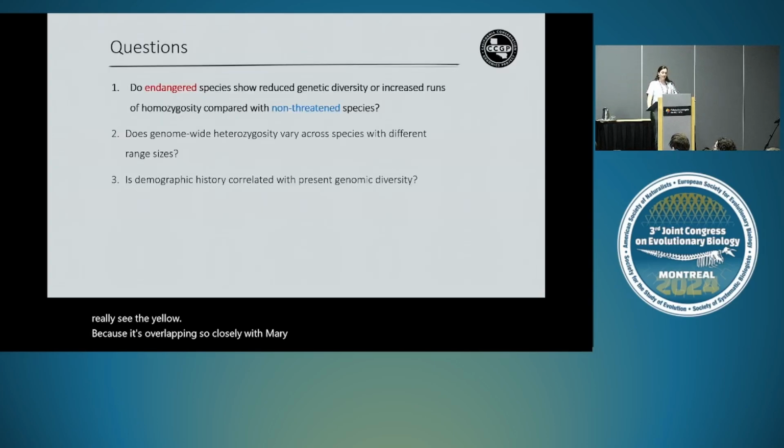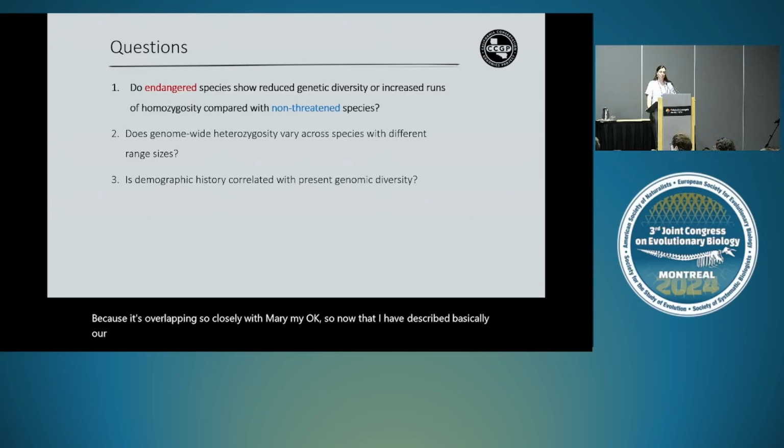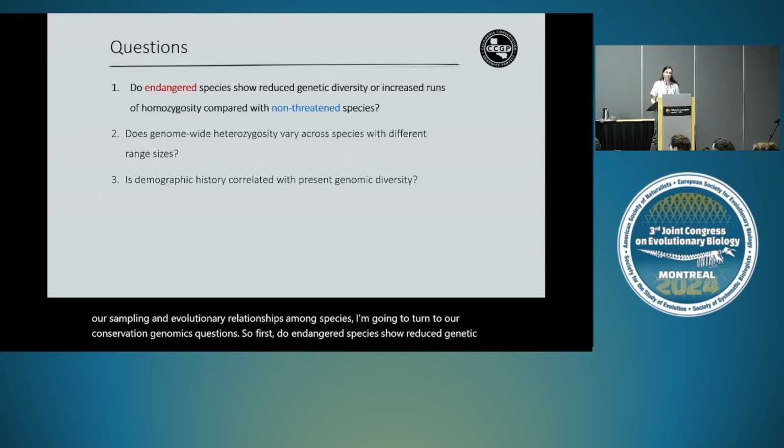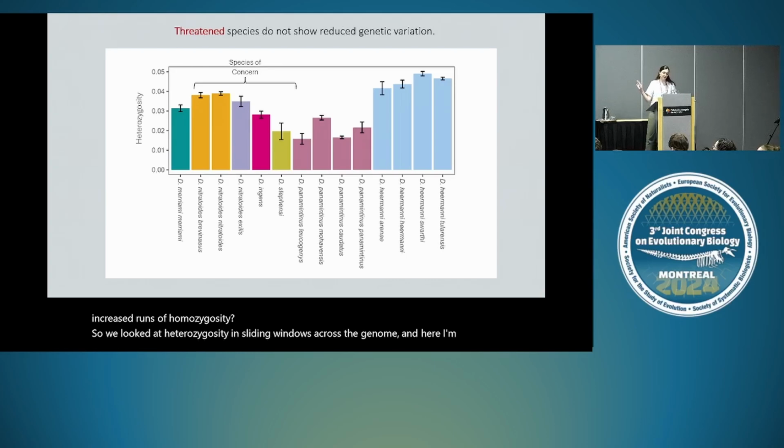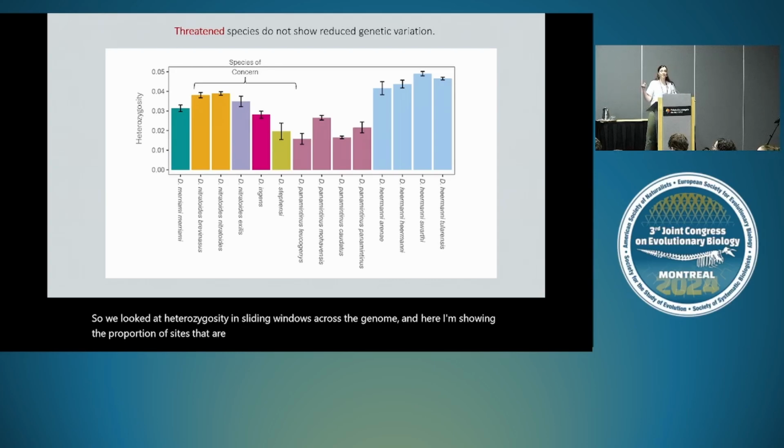Okay, so now that I have described basically our sampling and evolutionary relationships among species, I'm going to turn to our conservation genomics questions. First, do endangered species show reduced genetic diversity or increased runs of homozygosity? We looked at heterozygosity in sliding windows across the genome. Here I'm showing the proportion of sites that are heterozygous summarized by subspecies, and that's why there are multiple bars for some of the species.